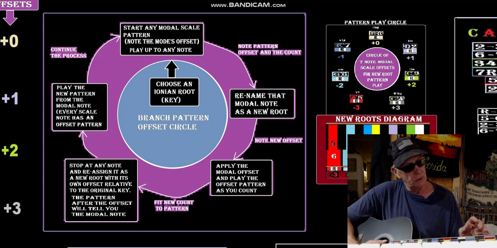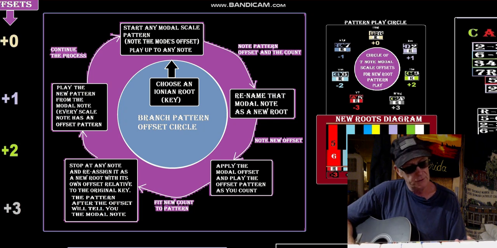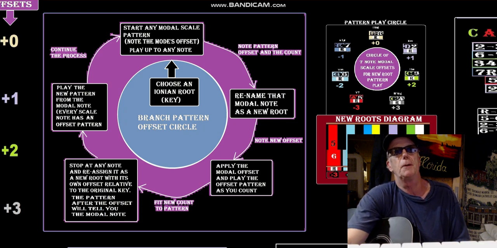Okay, so here we go. Root, 2, 3, 4, 5. Apply the offset. 6, 6, 7, root, 2, 3. Okay, so now we take it to the third. Apply the modal offset and play the pattern as you count.